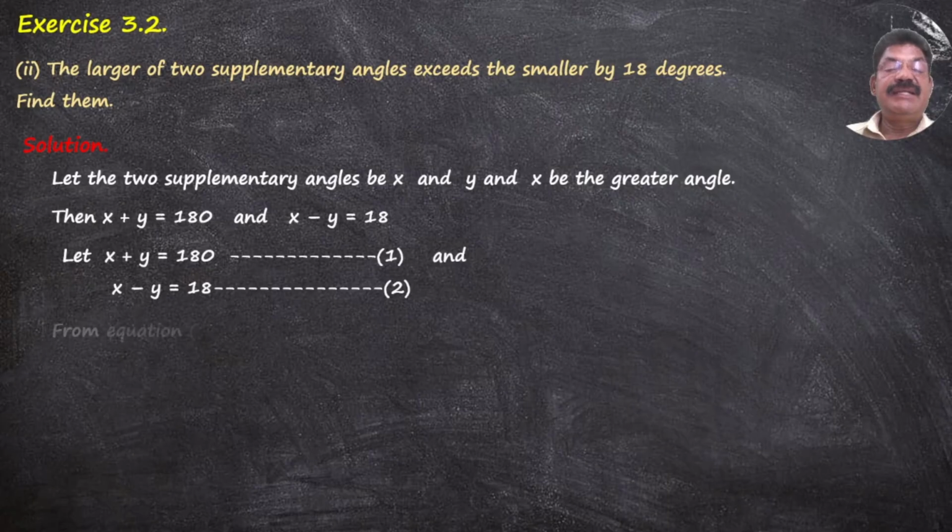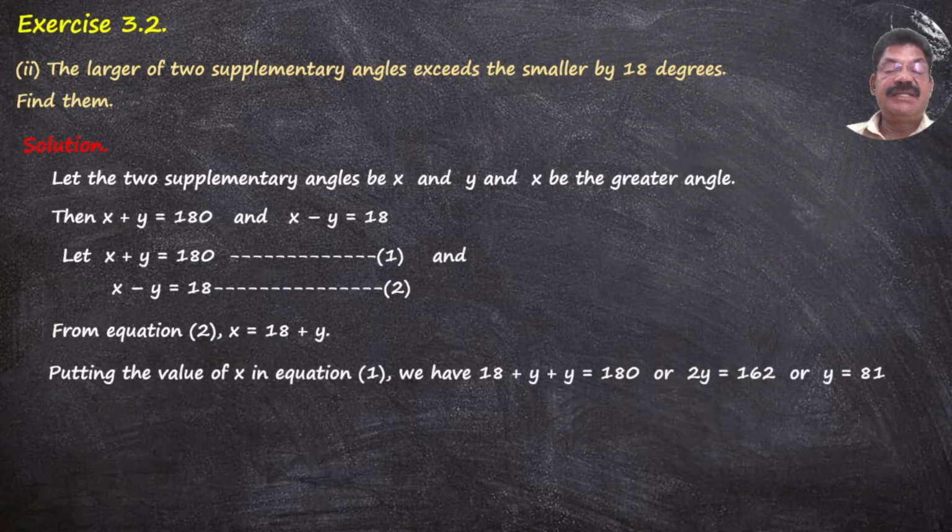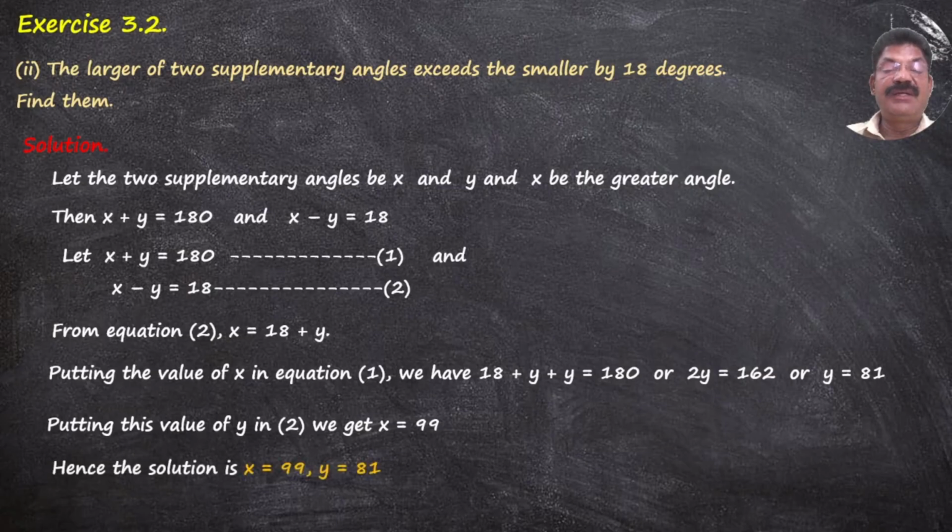So from the second equation, x is equal to 18 plus y. If you put this value of x in equation 1, we get y is equal to 81. So putting this value of y in 2, we get x is equal to 99. Therefore, the solution is x is equal to 99 and y is equal to 81. So sum is 180 and the difference is 18. You can easily verify this also.